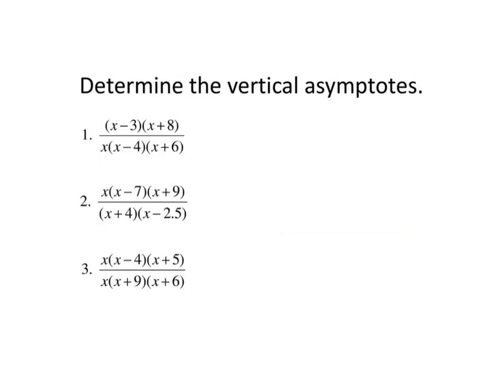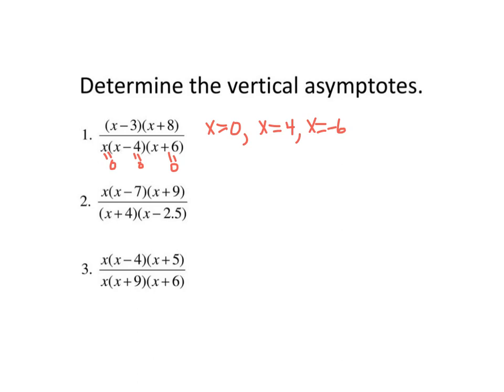So let's review real quick. Determine the vertical asymptotes of these functions. First, look and see if anything cancels. So in number 1, we don't have any factors that cancel. So we actually have to set all 3 of these equal to 0. So we would have x equals 0 as one of our vertical asymptotes. We would also have x equals 4. And we would have x equals -6.